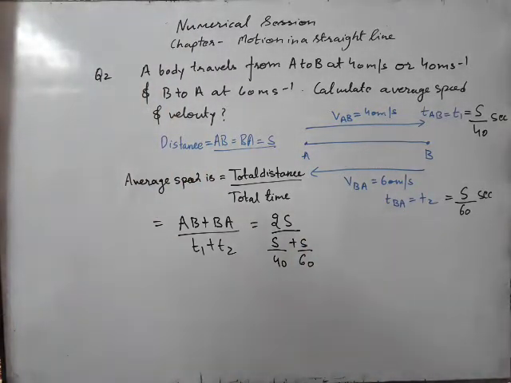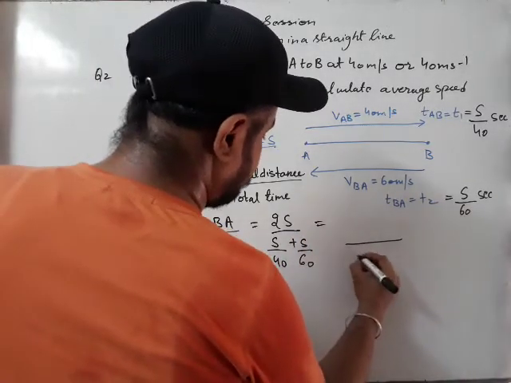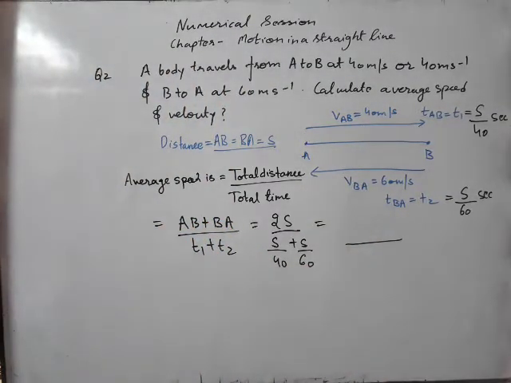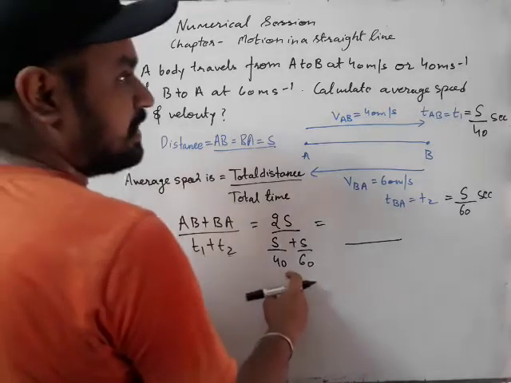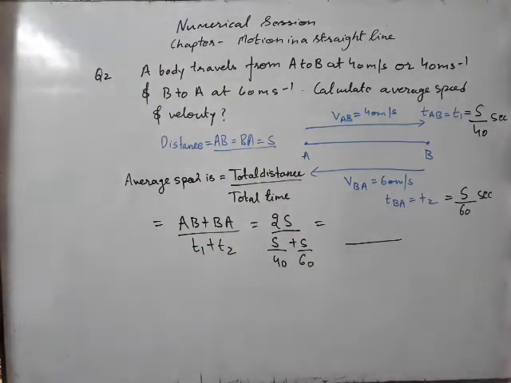Now we will be calculating by taking the LCM of the denominators. Two values are given to us, 60 and 40. We will first find the LCM for that.